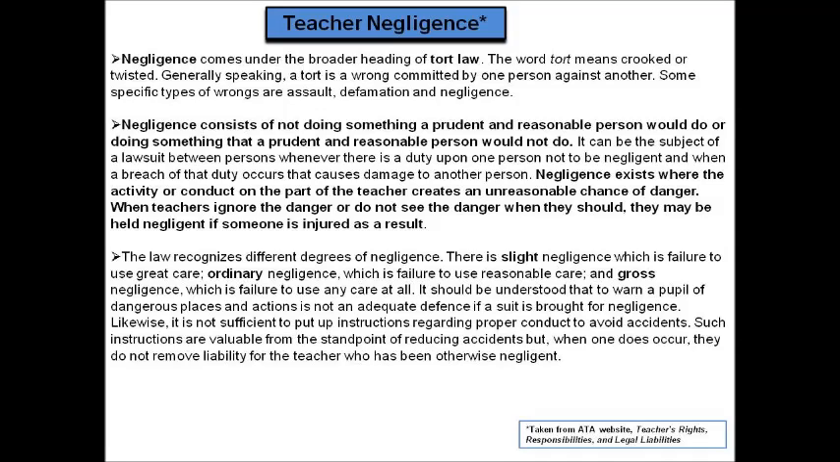Likewise, it's not sufficient to put up instructions regarding proper conduct to avoid such accidents. It's really good to have instructions and rules, right, in your classroom to keep people safe, or to review them from time to time, but it's not sufficient, right? Such instructions are valuable from the standpoint of reducing accidents, but when one does occur, they do not remove liability for the teacher who has been otherwise negligent.